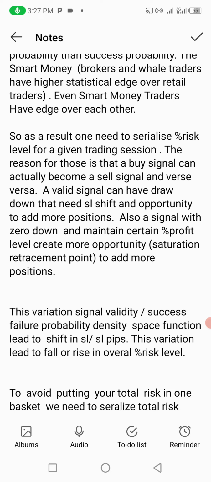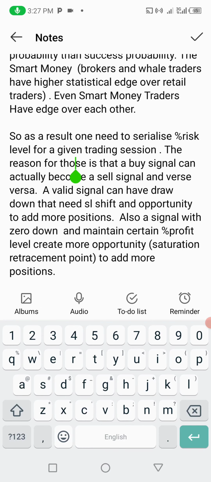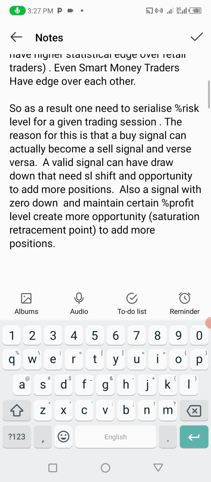It's not that the prediction you made is not going to work in your favor. Definitely it's going to work, but after a lot of drawdown or some compromise. So as a result, one needs to serialize percentage risk level for a given trading session. The reason for this is that a buy signal can actually become a sell signal and vice versa.